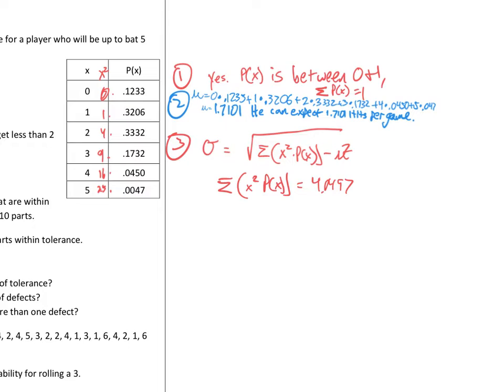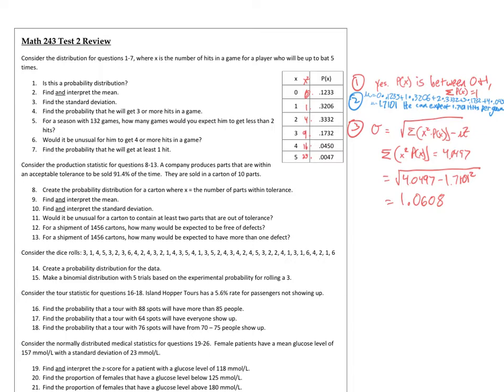Now we go back to our calculator, because you obviously got that from your calculator. 4.0497 minus, and mu we got up here, 1.7101 squared. Punch that whole thing in your calculator, and you'll get 1.0608. That's the standard deviation.